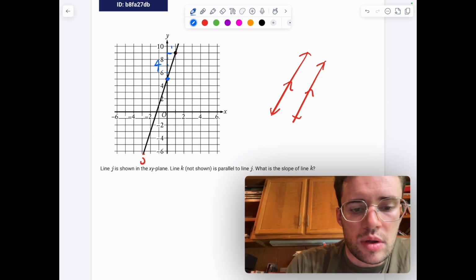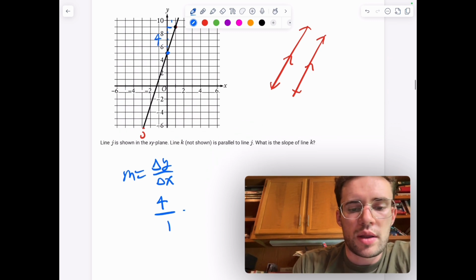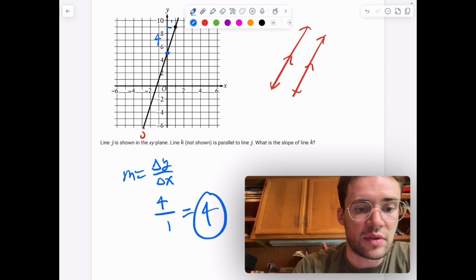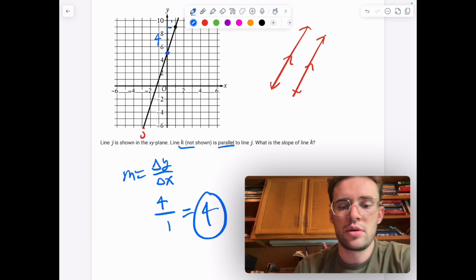So slope is equal to change in y over change in x. Change in y is 4. We can call that the rise over the run. Our change in x is 1, which makes sense. It's going up, so it should be a positive slope. So 4 over 1, that would just simplify to 4. So our slope is 4. Again, that's the slope of line J, but line K has the same slope because it's parallel.